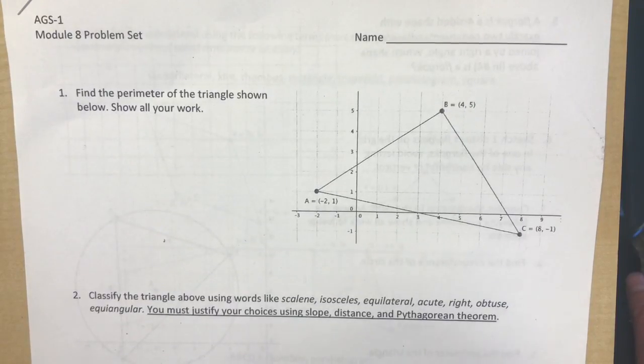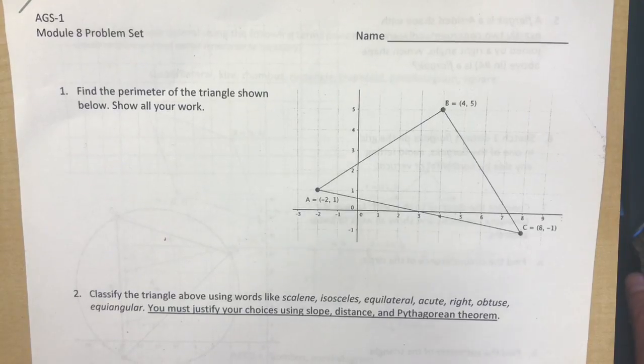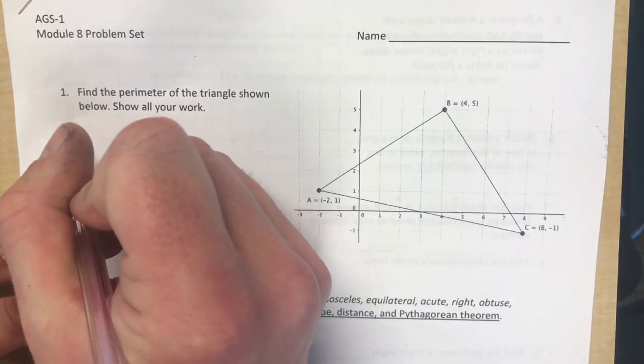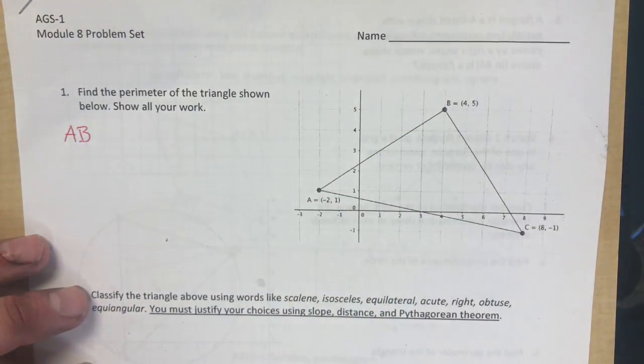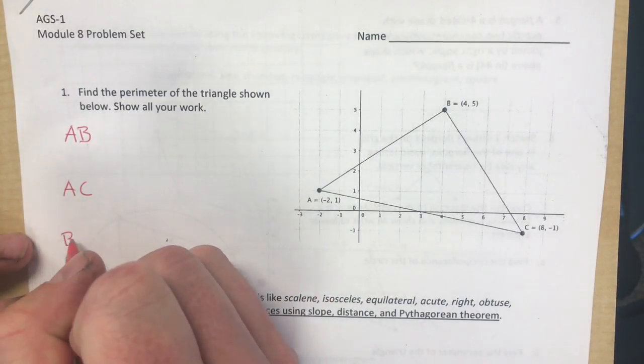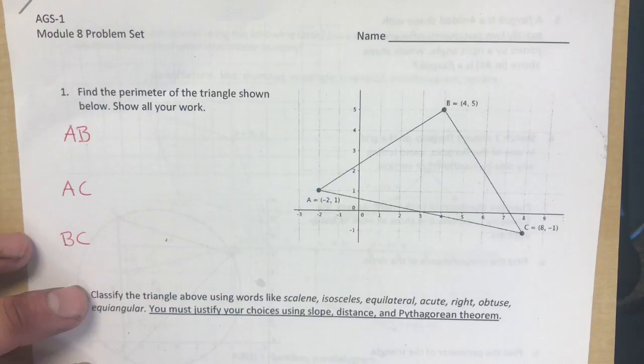So the first problem on all the study guides and on the test requires you to either find the perimeter or the area of a triangle. In order to do that, we need to get the different side lengths. So the three side lengths are AB, AC, and BC. Go ahead and write that down. We need to show how we find those distances.